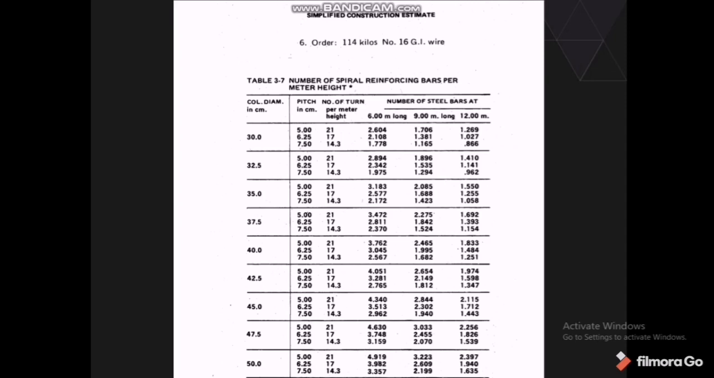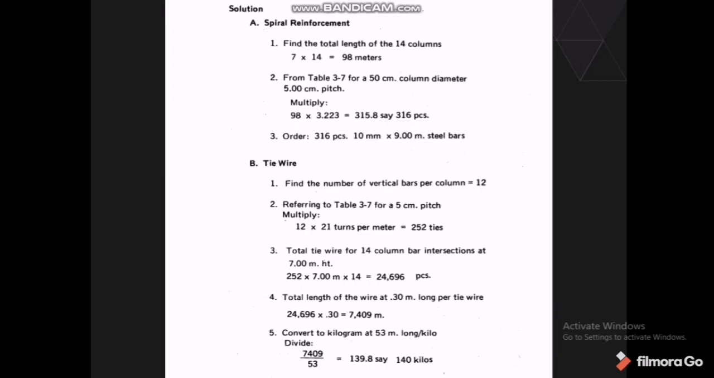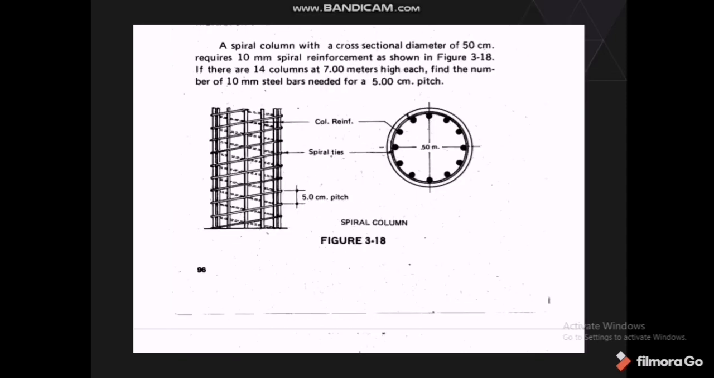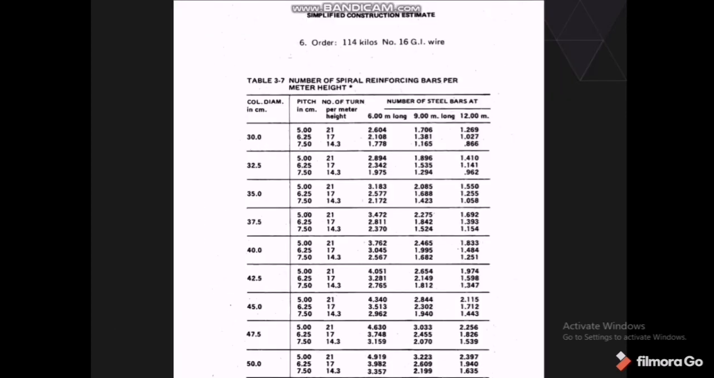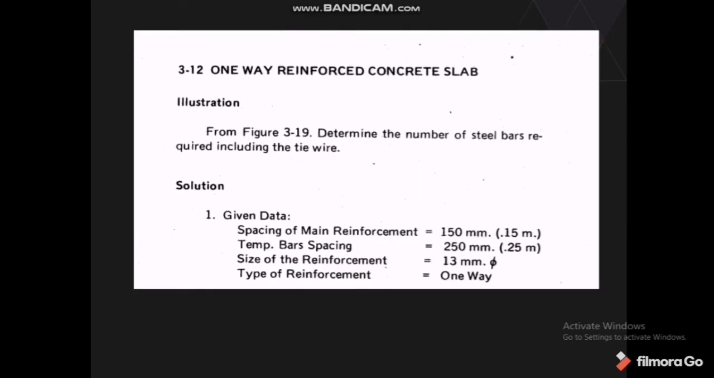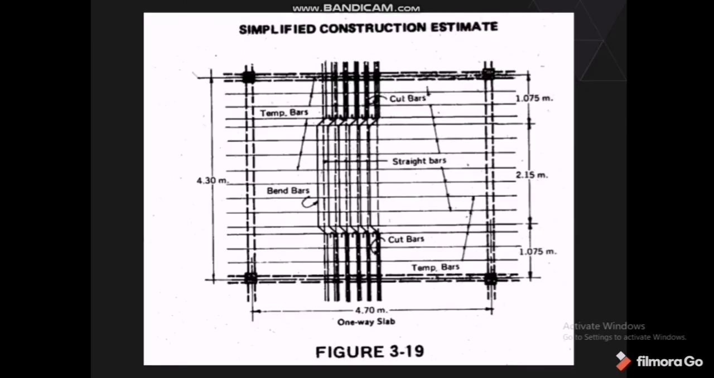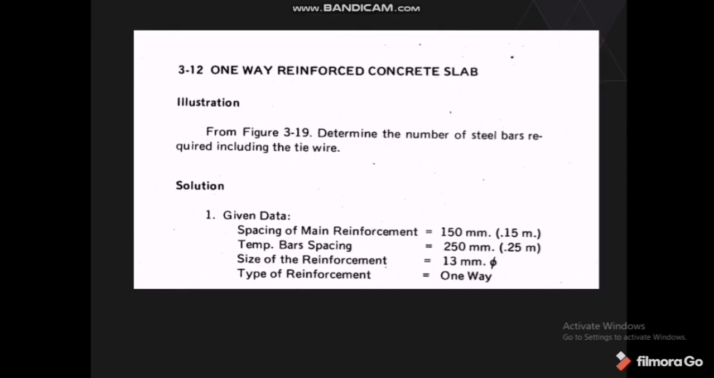And this is Table 3.7, which is the basis in this problem. Spiral column, metal reinforcement table again for simpler solutions and calculations. Next, a one-way reinforced concrete slab illustration. From Figure 3.19, determine the number of steel bars required, including the tie wire.